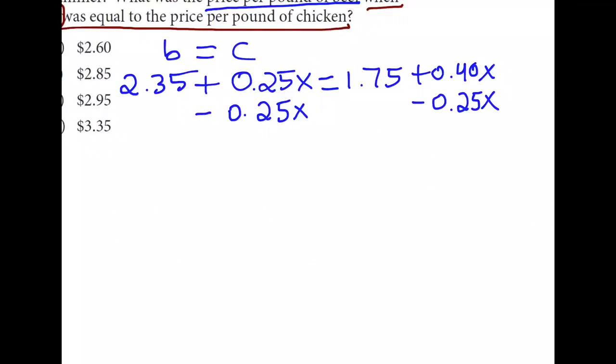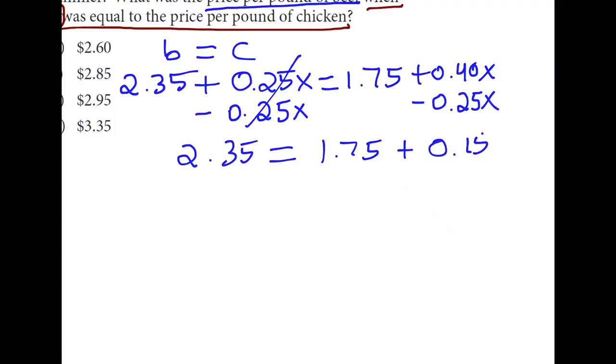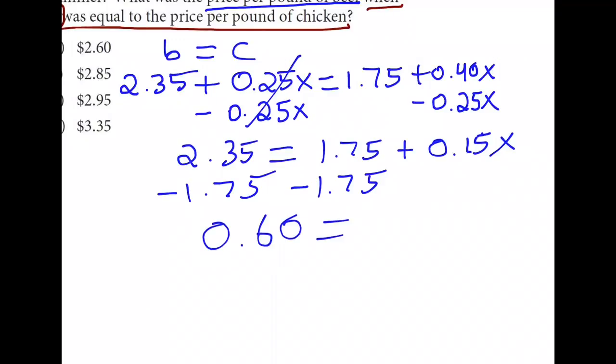You can see here that I have subtracted 0.25x from both sides, which cancels the x term on the left. We're left with 2.35 is equal to 1.75 plus 0.15x. Then I'm going to subtract 1.75 from both sides. And I'm left with 0.60 is equal to 0.15x.